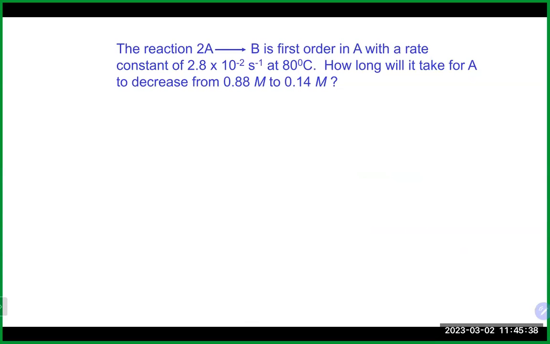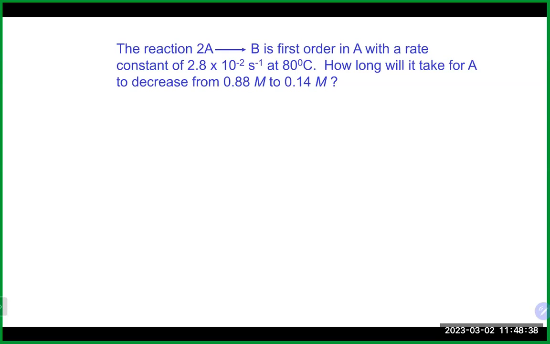So why don't we try this here? The reaction is 2A goes to B. It's first order in A with a rate constant of 2.8 times 10 to the minus 2. How much time, we'll go with minutes or seconds, will it take for A to decrease from 0.88 to 0.14? So why don't you give it a try, see what you come up with. Okay, let's take a look.